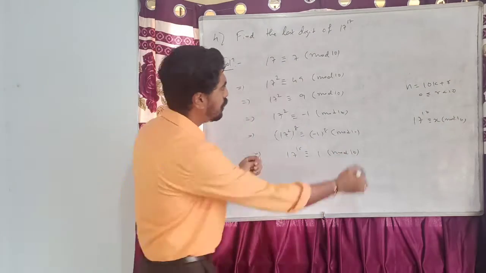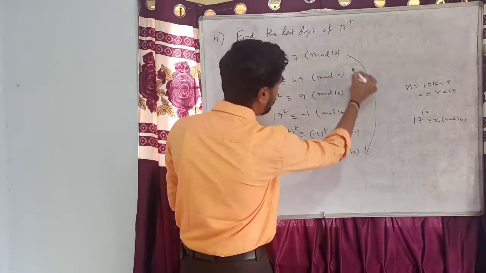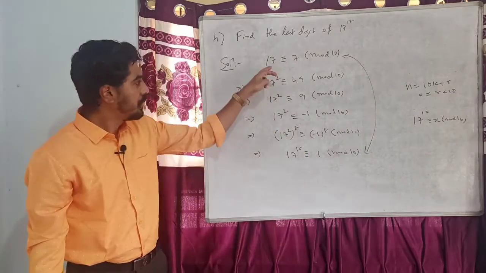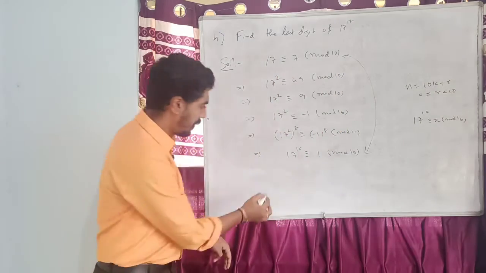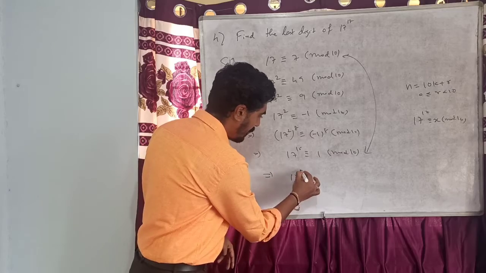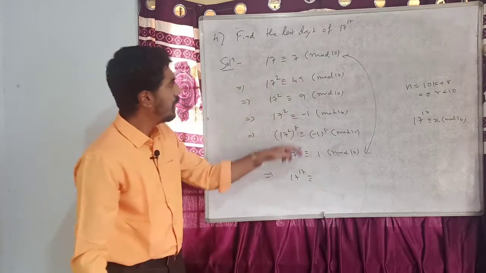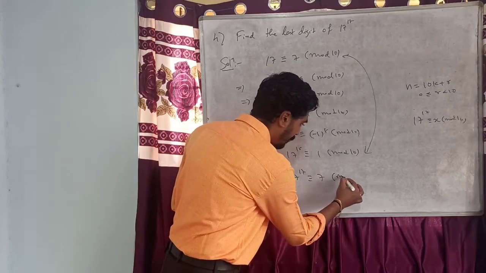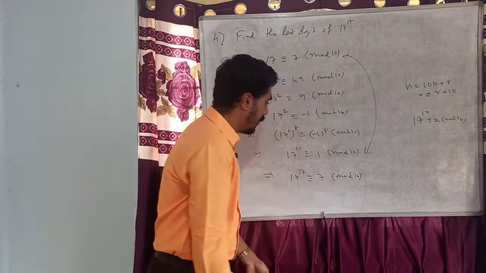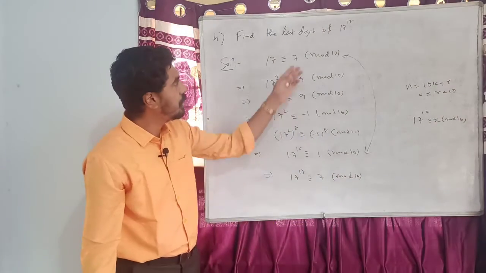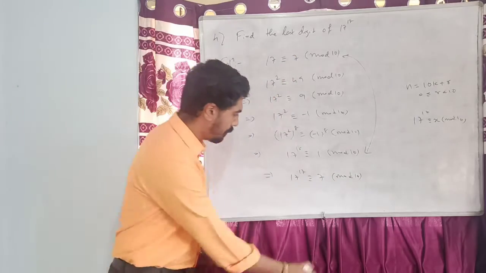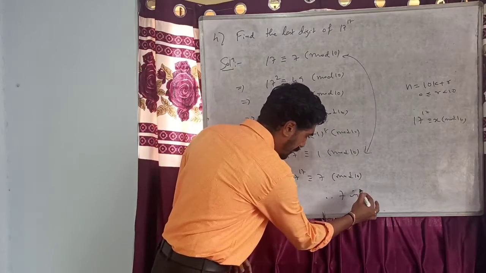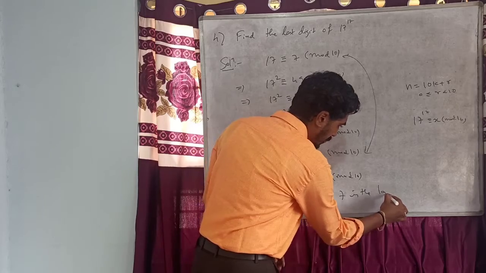If I multiply these two congruences, 17 into 17 power 16 is 17 power 17, which is congruent to 7 into 1, which is 7 modulo 10. So 7 is the last digit of the number 17 power 17. Therefore, 7 is the last digit.